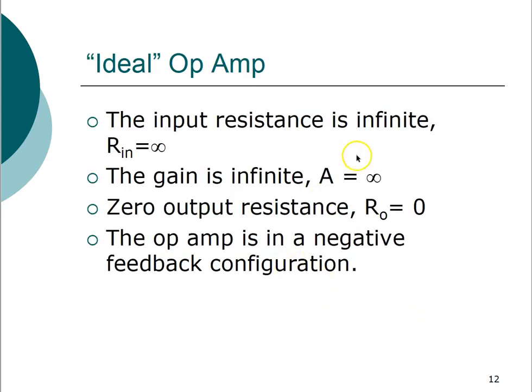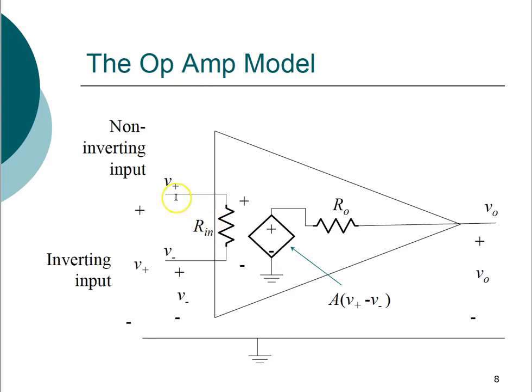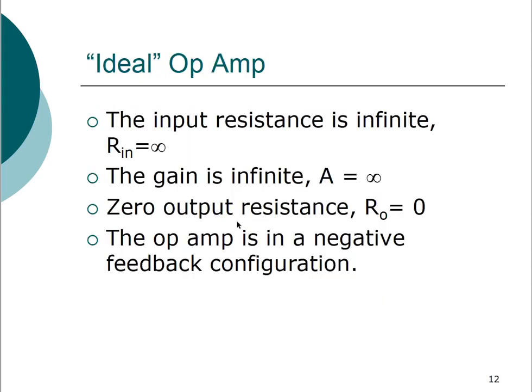Now let's see the ideal operational amplifier. There are some assumptions which we take for an ideal operational amplifier. First, the input resistance is infinite. So the input impedance, or the resistance of the op-amp as viewed from the two input terminals, is infinite. You saw this input resistance over here. So this is infinite. That's one of the important properties.